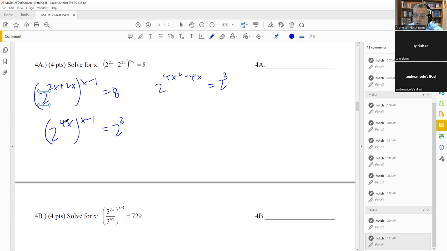All right, so now we have the bases equal. So now we're going to set the exponents equal. That's how the equal bases property works. If the bases are equal, then we can set the exponents equal. Quadratic equations are always solved by subtracting and setting it equal to zero.